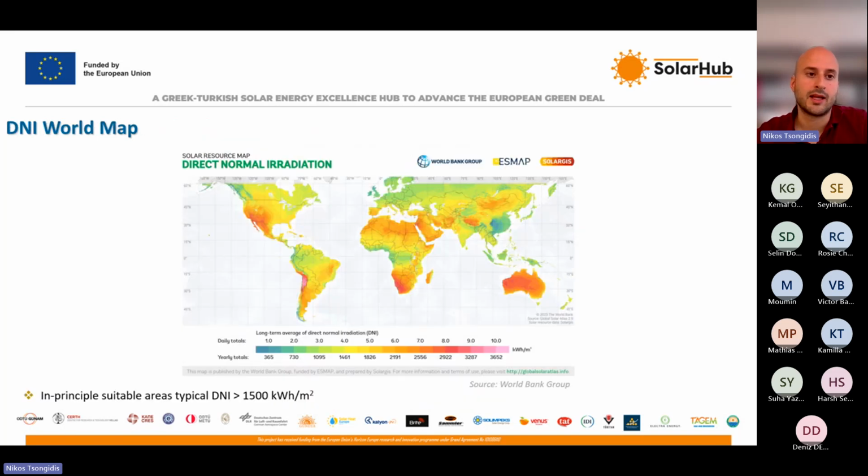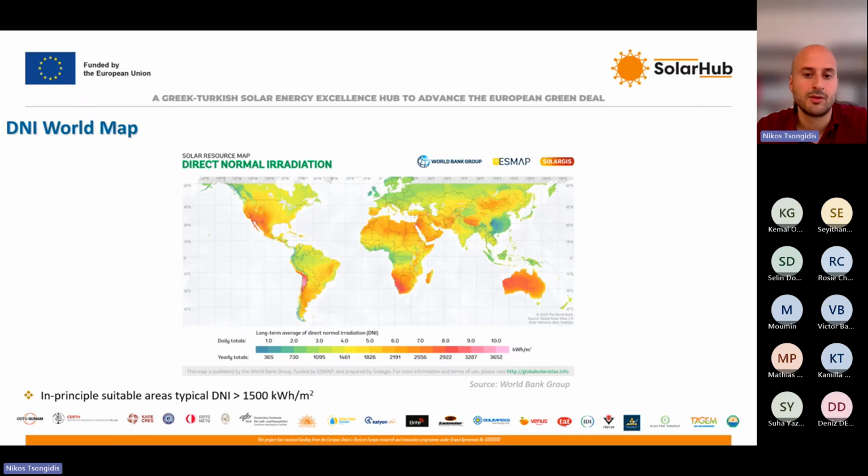So regarding the DNI world map, we can see that the area around the Mediterranean, as well as North Africa, South Africa, some areas in the United States and Mexico, as well as in Chile, in China, in MENA countries and Australia, are the ideal places that have a high amount of DNI, of direct normal irradiation, which in these cases exceeds 1,500 kilowatt hours per square meter. So all these areas are, let's say, the ideal areas for the application that we are also working on.